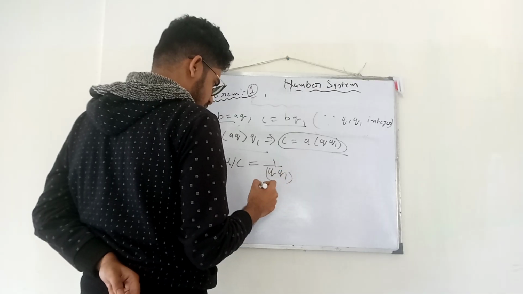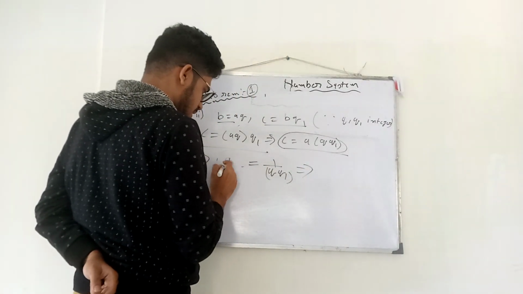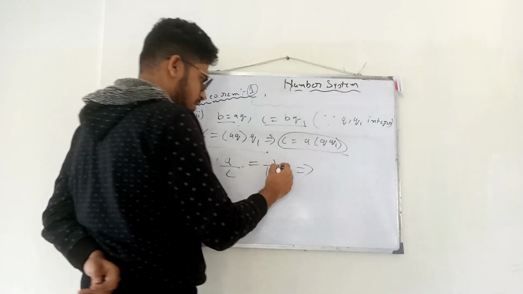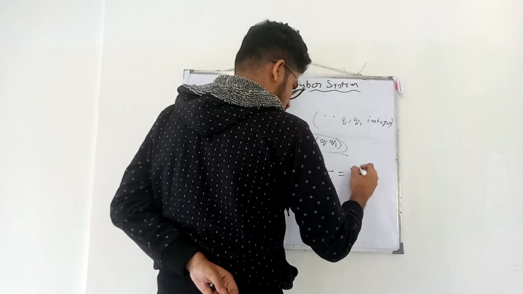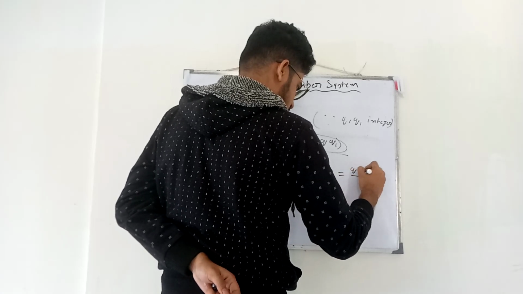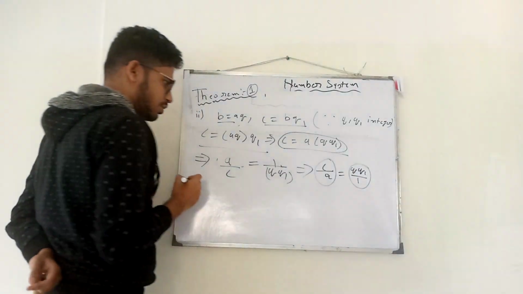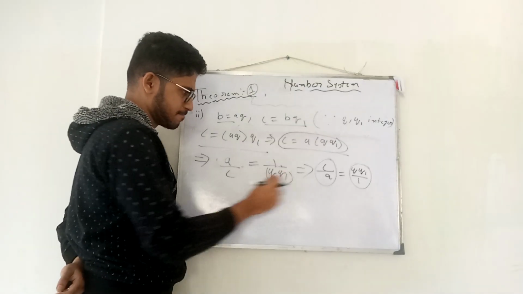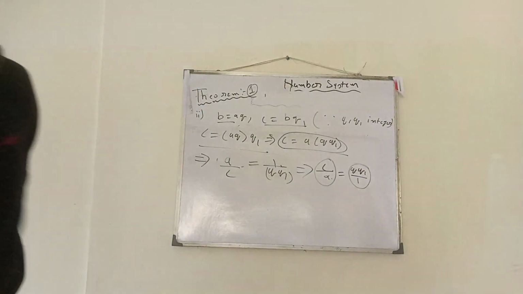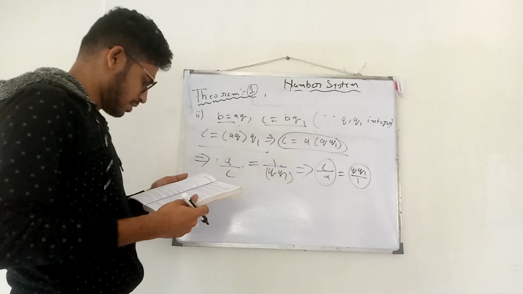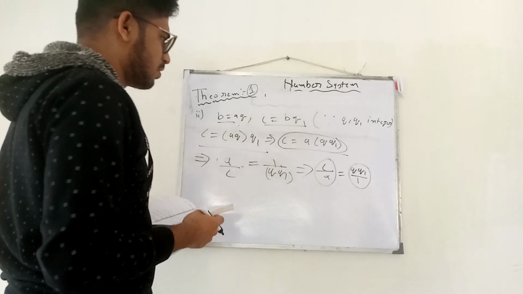Okay, if we invert this, that means 1 upon q into q1 means a upon c, so after inverting this, c upon a is equal to q into q1, that is, q into q1 upon 1. So in that manner we can prove it now. It is a single process. So that's how we can solve this.